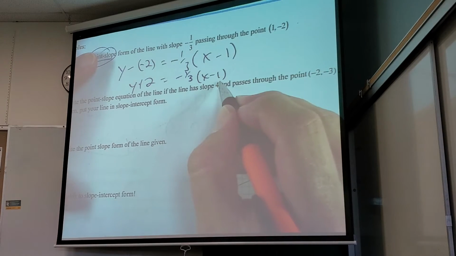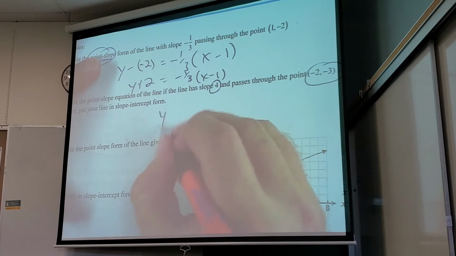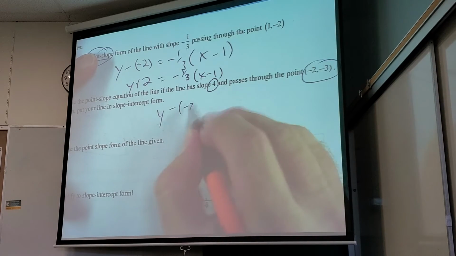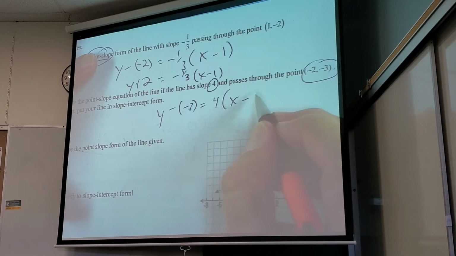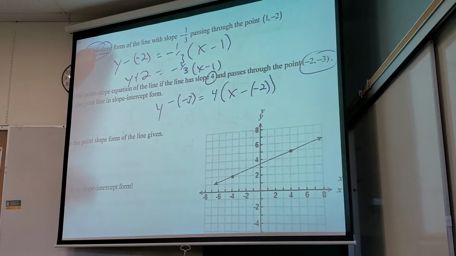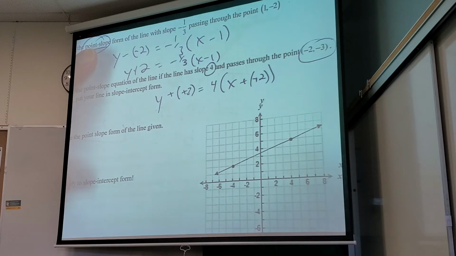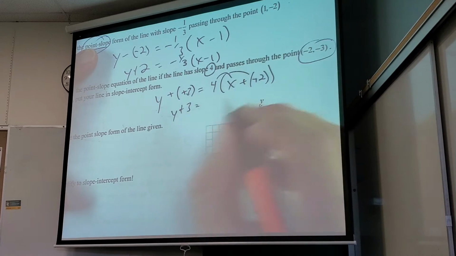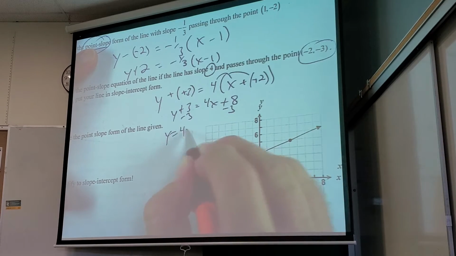So this one has a slope of 4, and it goes through this point. What would it look like? Y minus negative 3 equals m, 4, times x minus negative 2. Just for the interest of space, that becomes a plus, that becomes a plus. Right, the two negatives kill each other. So you get y plus 3 equals 4x plus 8. Subtract 3, I get y equals 4x plus 5.